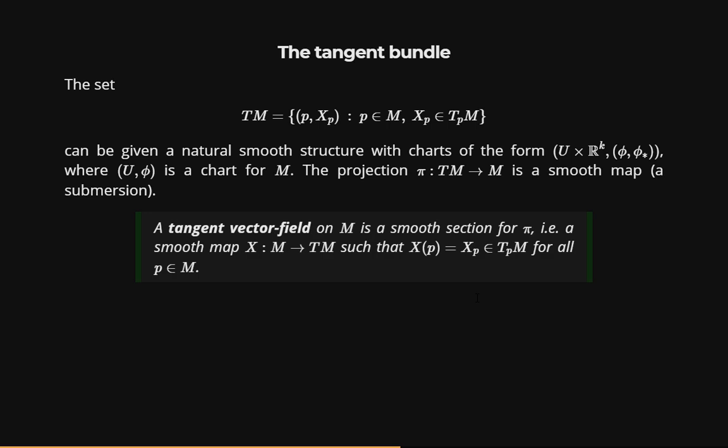Like in the submanifold case, a tangent vector field is a smooth section. So it's a smooth map from M to the tangent bundle of M, such that at each point the image lies in the tangent space at P. So it's a selection for each point of a tangent vector.